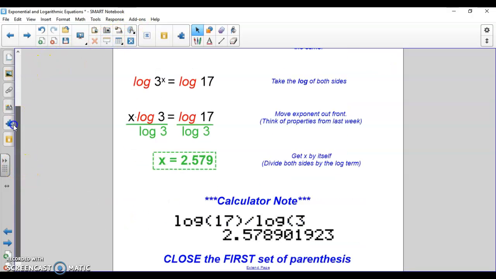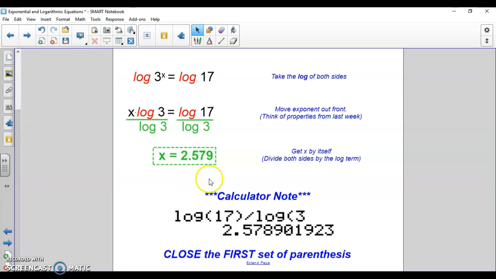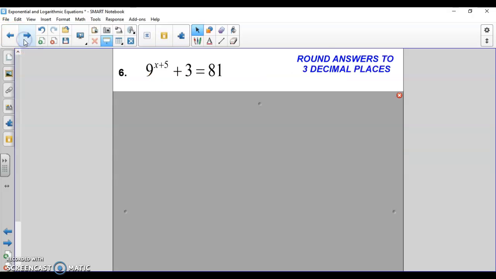I have a little calculator step here. So the calculator note: you do have to close the parentheses in the first log term, then divide by the second. So notice I didn't put parentheses on the second log term, and that's okay. But you absolutely need to close the first set of parentheses. Just keep that in mind. So that's my answer.